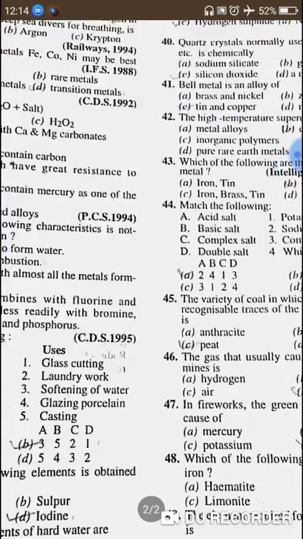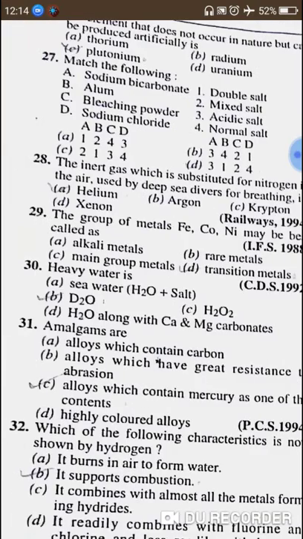So here are another 25 questions. You can see here. Our next question is: an element that doesn't occur in nature but can be produced artificially is, and our answer is plutonium. Plutonium is the element which doesn't occur in nature but can be produced artificially.